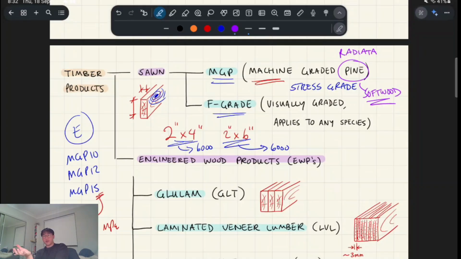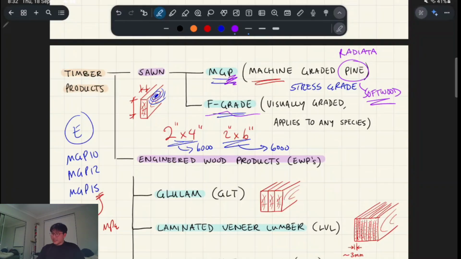And so pine is a very widely used material for that reason. Its strength is okay, but usually it's on the weaker side compared to hardwoods. But anyway, we use it a lot, and we can mass produce it in this machine grading process. So this is a very specific type of product which uses radiata pine.